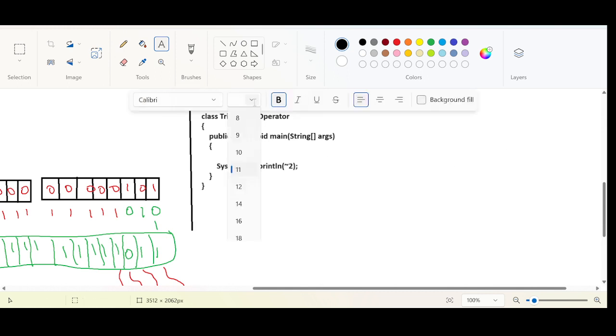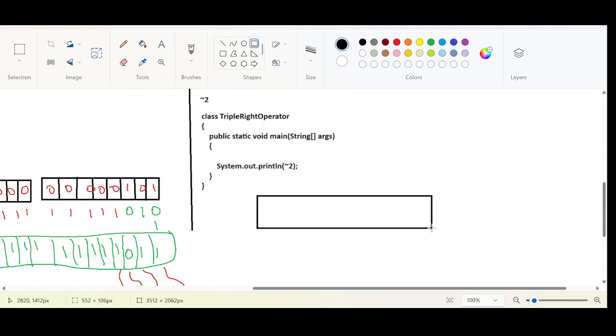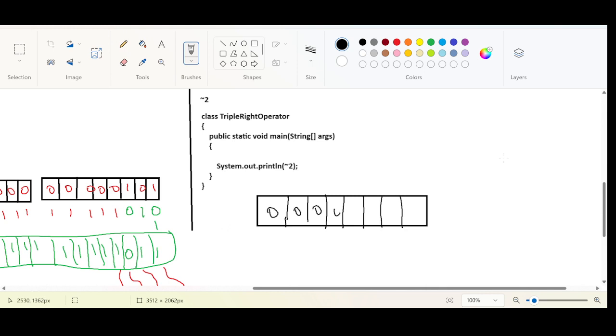So 1 byte is the collection of what? Collection of 8 bits, right? So 8 bits in the sense the internal representation is like this. 2 can be represented as 0, 0, 0, 0, 0, 0, 1, 0. When I say complement of 2, what should happen internally?